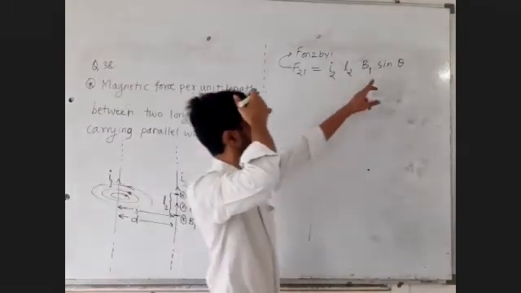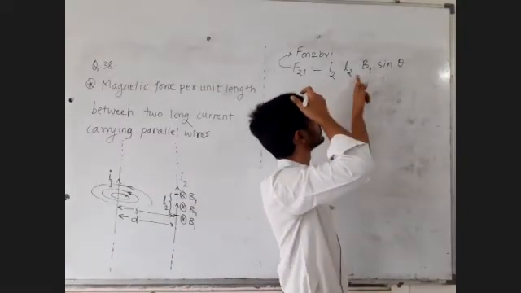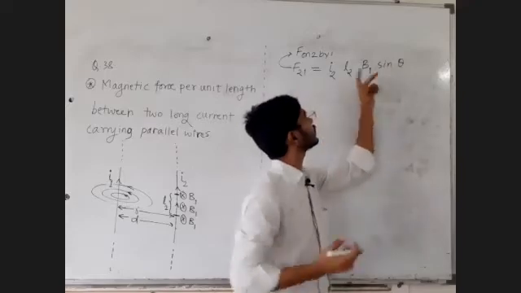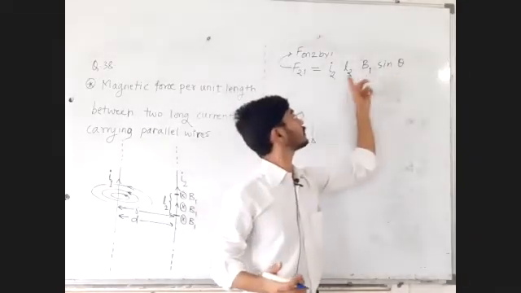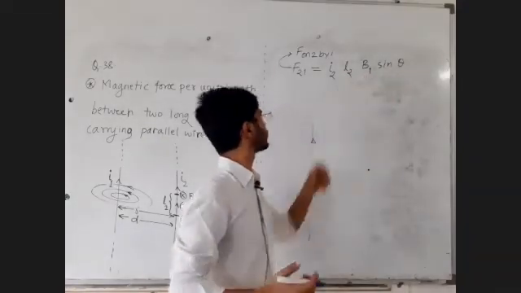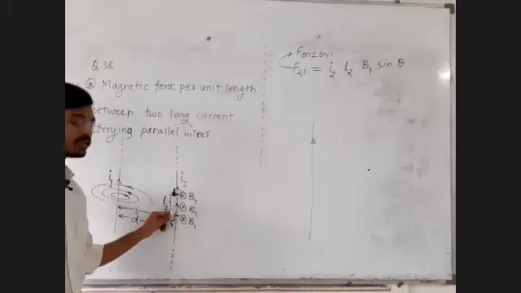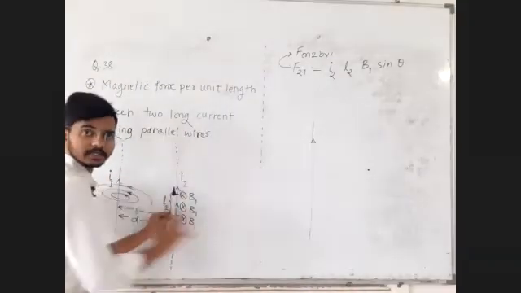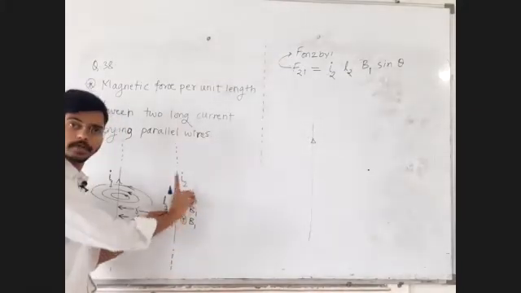Theta is angle between this L2 and B1, L bar and B bar. Theta is angle between L bar and B bar. So that is L2 and B1. L2 is lying in the plane of the board, like this upward.